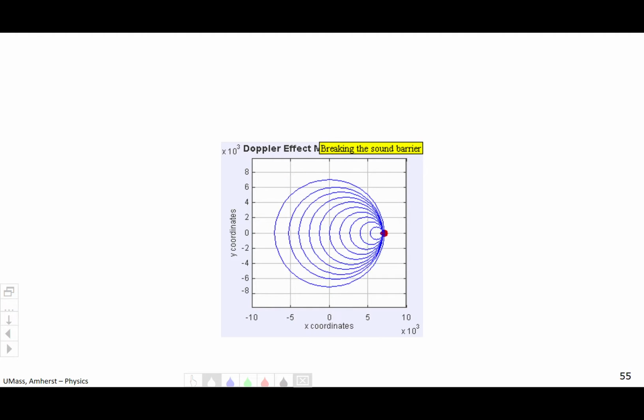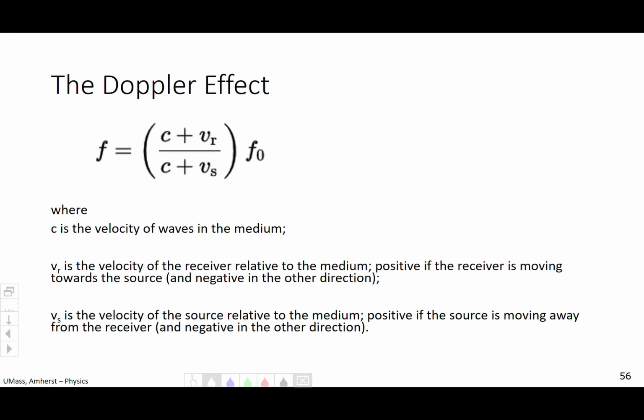If you would like a formula for the frequency change due to the Doppler effect, this will not be on the AP exam if you are an AP student, I believe. It's not on your formula sheet, so they shouldn't expect you to know this. However, you should know how it works.